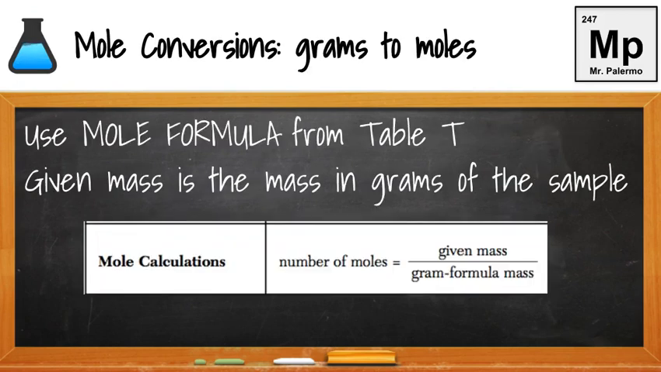So in doing our mole conversions, if we want to convert from grams to number of moles, we're going to use the mole formula, which is this formula here located on table T of your reference table. The given mass is the mass in grams of the sample in the question. The gram formula mass is what we calculated in lesson 1. This is the mass of the formula in grams. And obviously the number of moles is what we're trying to calculate.